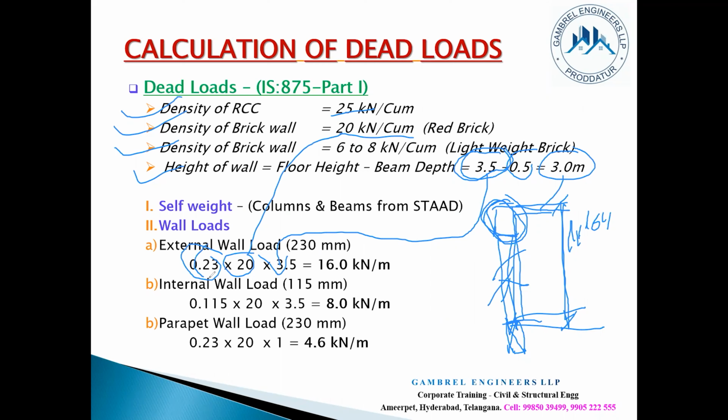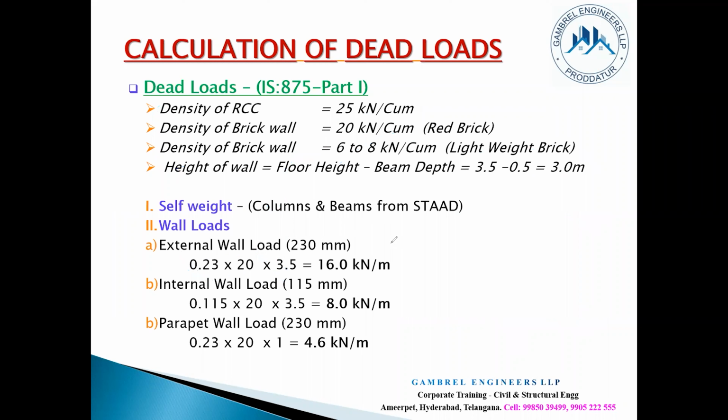So now we know the thickness of the wall is 0.23 m, nothing but 9 inches. The density of the brick wall is this, and the height of the wall is this. Multiply the thickness, density, and height of the wall, and you'll get a load of about 16 kN per meter. When people are learning STAAD Pro, they are directly given the UDL and they apply it. But it is not that you have to find out what kind of load it is, how to calculate this, and apply it appropriately.